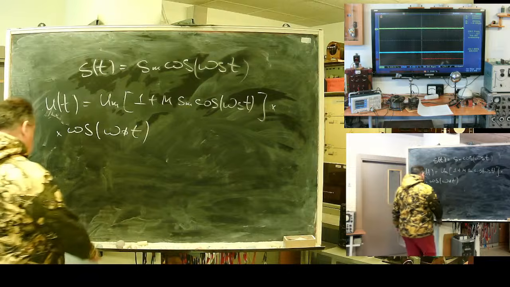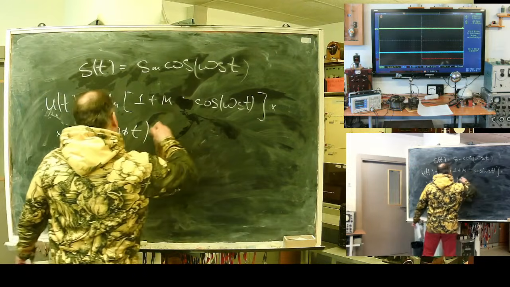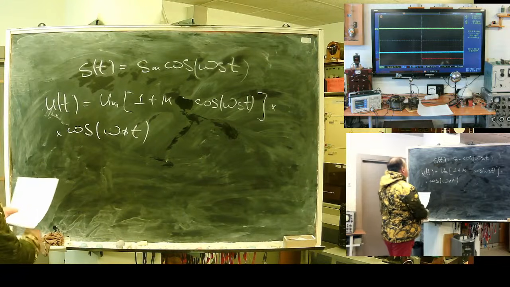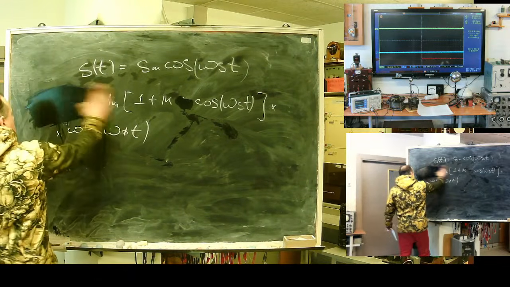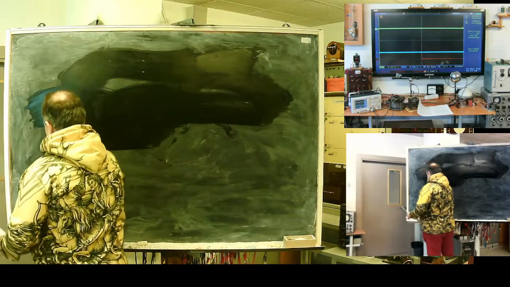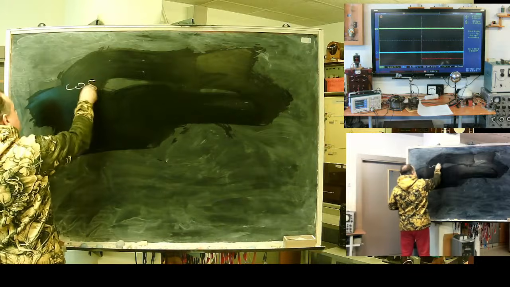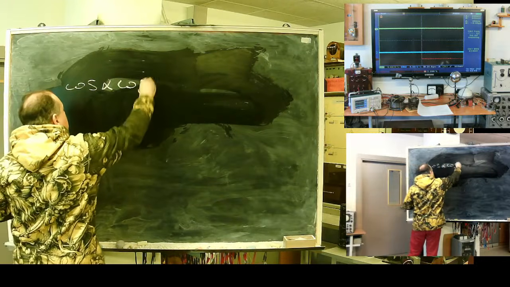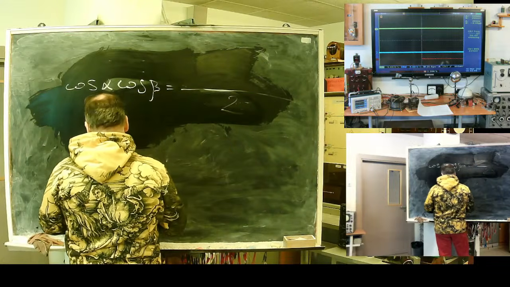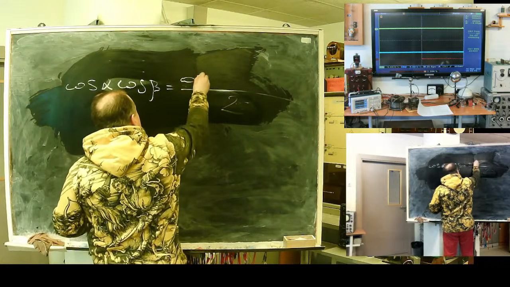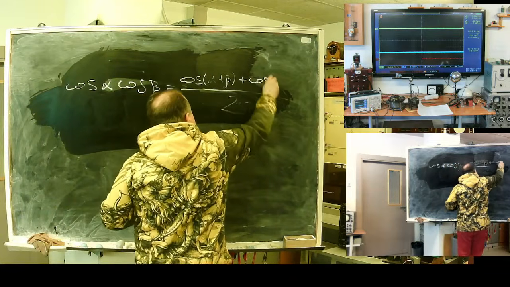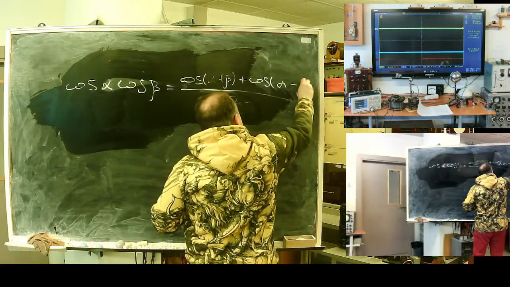To make it more simple, I need to open this, but how can I open? I need to remember school trigonometry. Cosine alpha times cosine beta can be rewritten as 1/2 of cosine of alpha plus beta plus cosine of alpha minus beta.